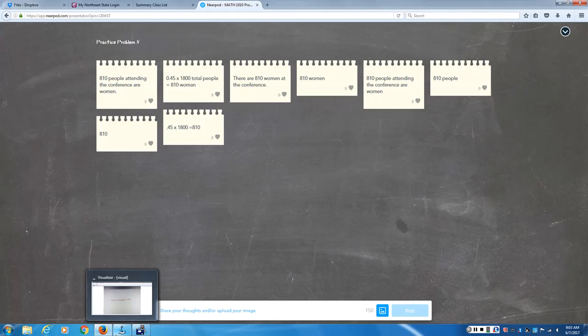Okay, the correct answer is that the 810 people attending the conference were women. Or there were 810 women attending the conference. Anything that's in a complete sentence is fine. And I see people are experimenting and showing me how they got their answer, and that's great. That's what I want you to do. Anybody have any questions, or are we ready to move on? Okay, let's go to the next practice problem.